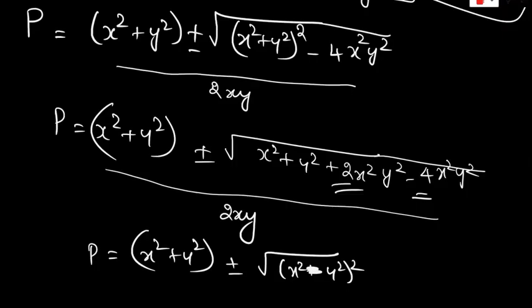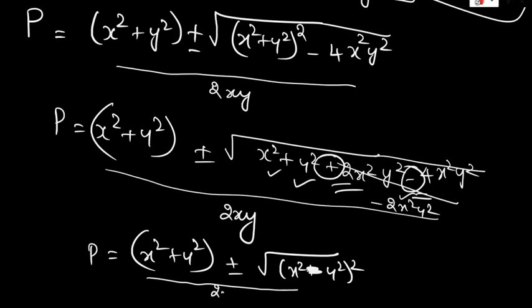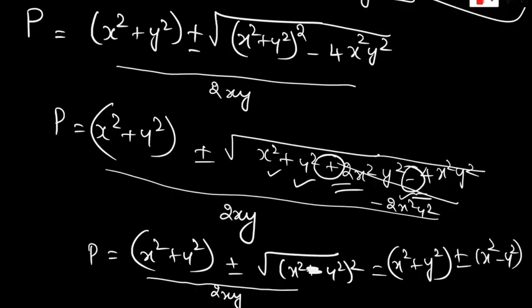It is a square plus b square plus or minus 2ab, because the plus 2 and minus 4 terms come together as minus 2 x square y square. So x to the fourth plus y to the fourth minus 2 x square y square, I can write it as (x square minus y square) the whole square. And I can take this out from the square root, which is nothing but x square plus y square plus or minus (x square minus y square), by 2xy.